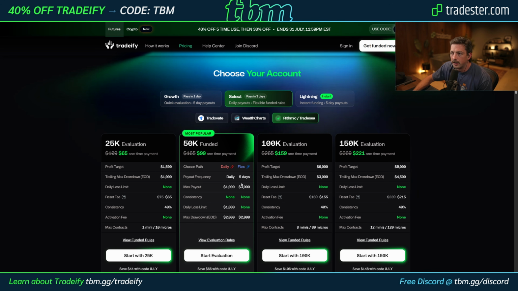on the flex account. Now, I'm just going to go and tell you right now, I am trading the 50K select accounts, and I am picking the flex option. Again, I don't want the daily loss limit. I like having the freedom. Even if I don't use the freedom, I want the freedom. I also want the bigger payout. I'm okay with waiting 5 days in order to take $3,000.